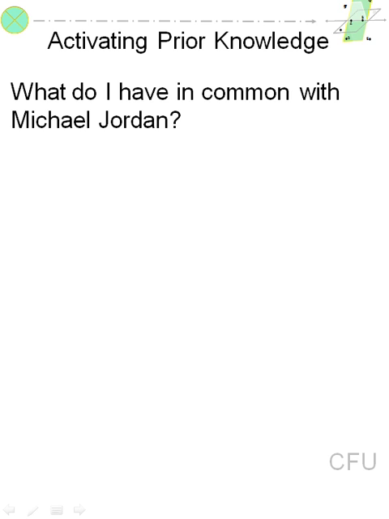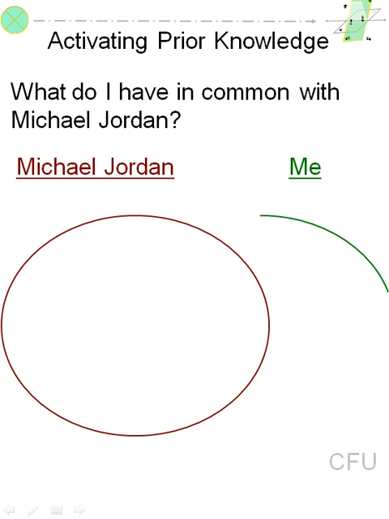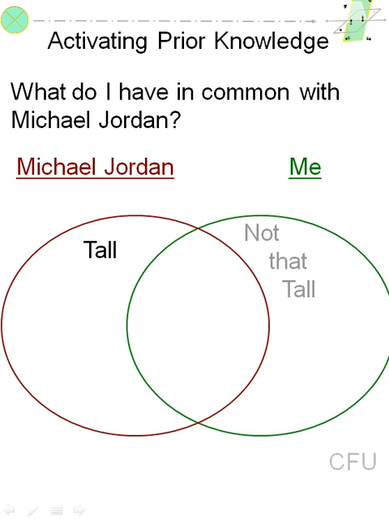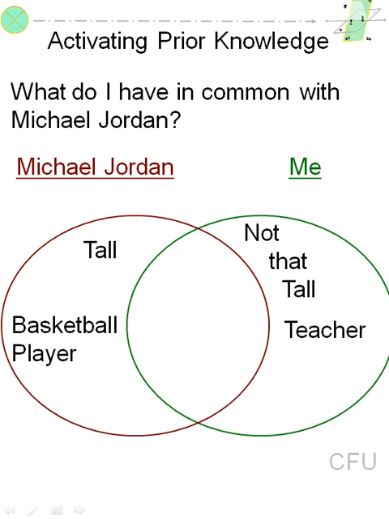It says, what do I have in common with Michael Jordan? Let's see. I'm going to draw a Venn diagram. There's Michael Jordan. There's me. It's rhetorical, I'm trying to guide this. Michael Jordan is tall. I'm not that tall. Michael Jordan is a professional basketball player. I am a teacher. Michael Jordan is rich. I'm not rich.